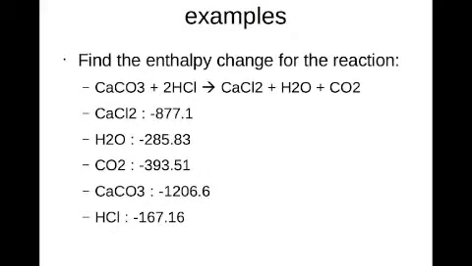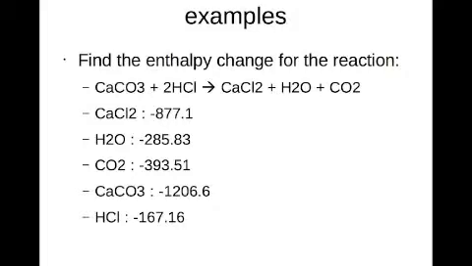Okay, here's our second example. Find the enthalpy change for the reaction CaCO3 plus 2HCl yields CaCl2 plus H2O plus CO2. The enthalpy for CaCl2 is negative 877.1. The enthalpy for H2O is negative 285.83. The enthalpy for CO2 is negative 393.51. The enthalpy for CaCO3 is negative 1206.6. And the enthalpy for HCl is negative 167.16.